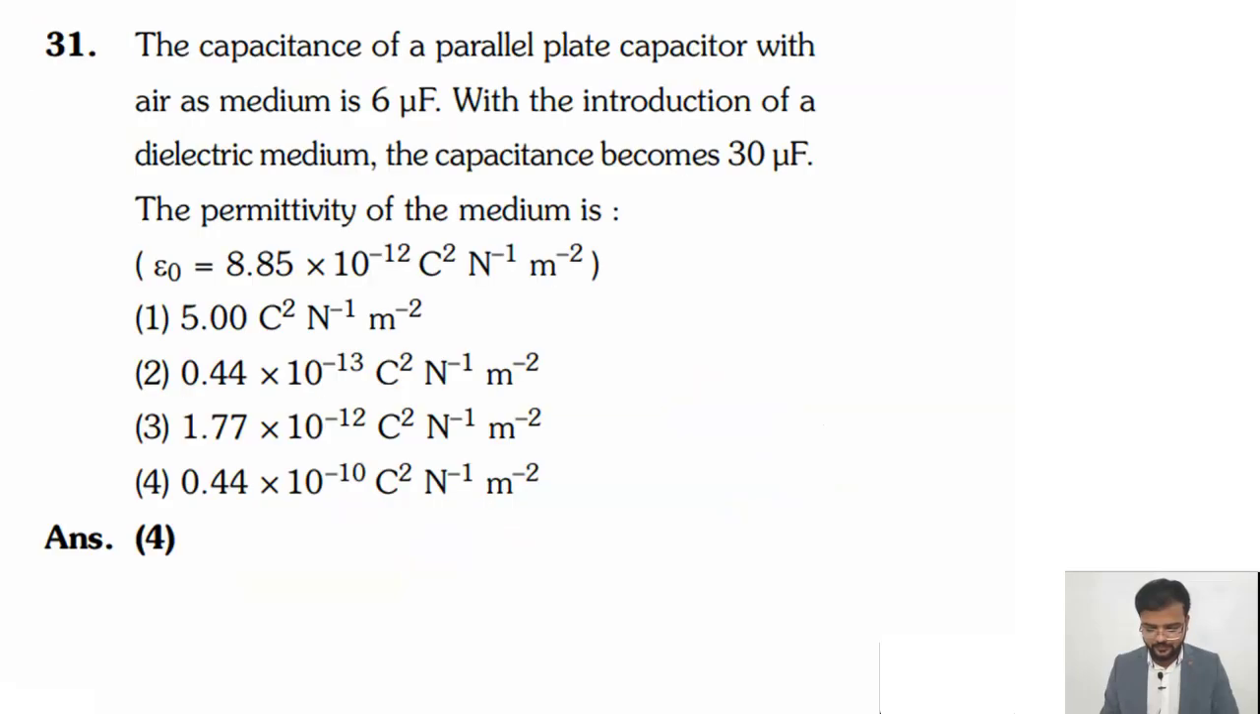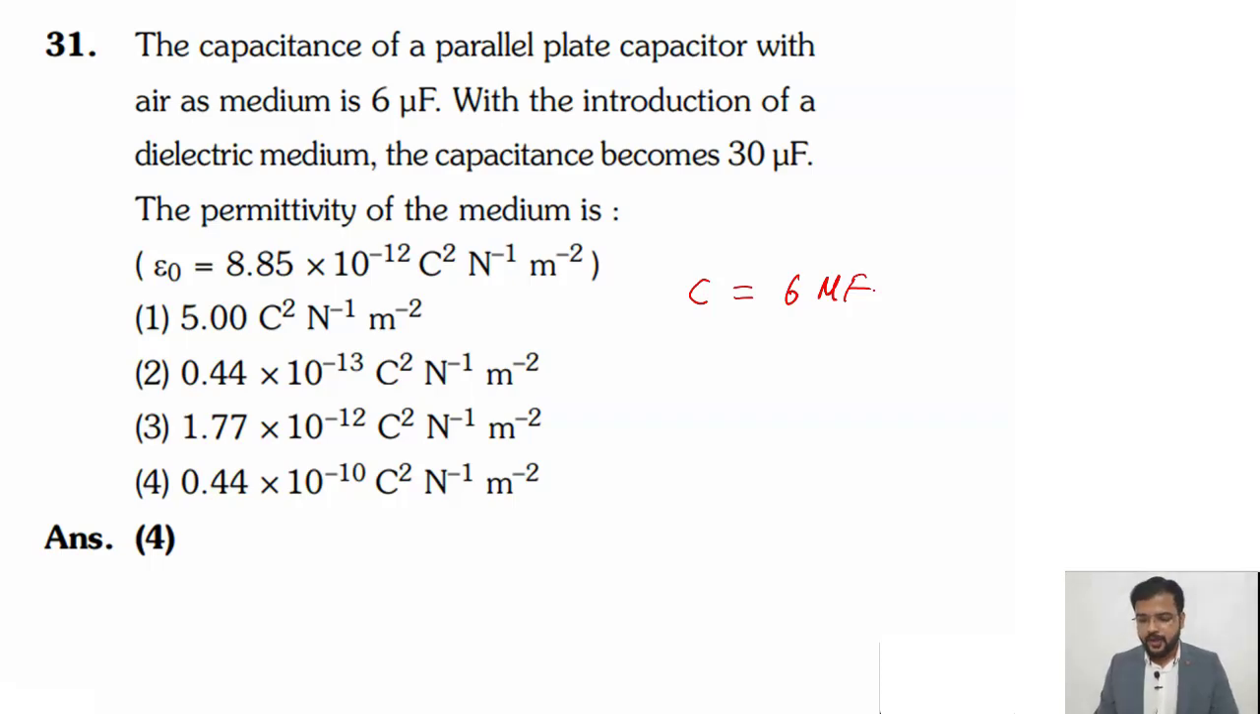Okay, the next question is what? The capacitance of a parallel plate capacitor with air as a medium is 6 microfarad. With the introduction of a dielectric medium, the capacitance becomes 30 microfarad. The permittivity of the medium is? So here when you are filling air inside the capacitor, the capacitance of the capacitor is 6 microfarad, correct? So I am writing over here C equals 6 microfarad.